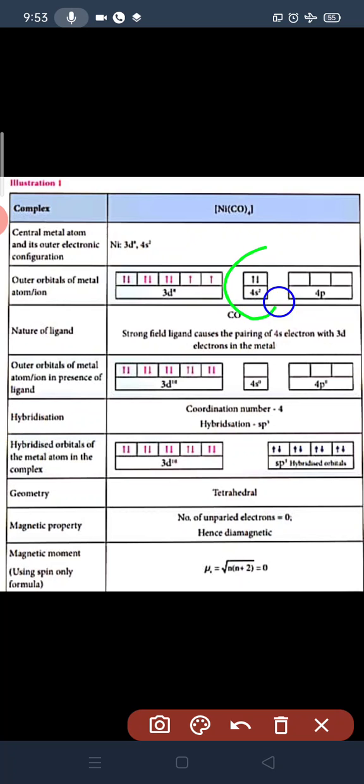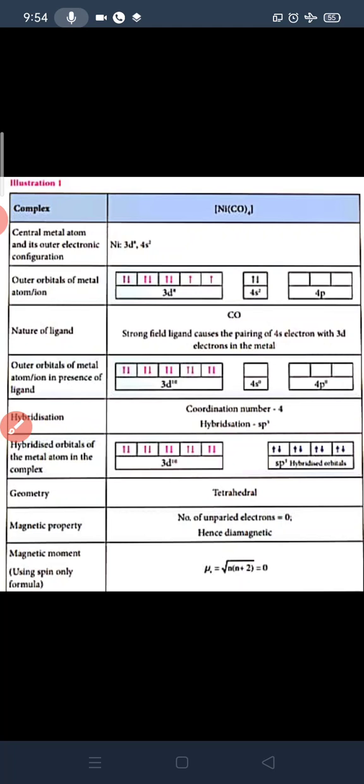And the fourth step, you have to create the vacancy for the ligand. We just saw in the assumptions of valence bond theory that vacancies will be created, and in those vacancies the ligands will come and occupy. The central metal atom should create this vacancy. So we have to pair up the 4s electrons with the 3d electrons. Here 4s has 2 electrons and 3d has 2 unpaired, so these 2 electrons go and pair up. The 3d8 has become 3d10. Now this 4s will be empty.